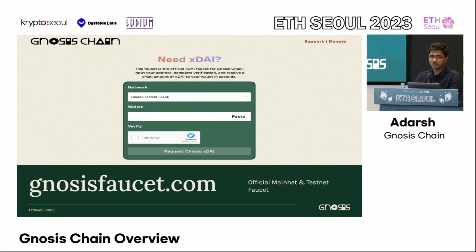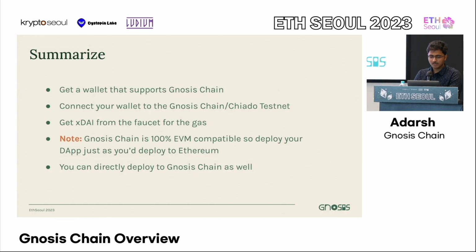You can deploy it on the Chiado testnet as well, but for the hackathon, you can directly deploy it on the Gnosis chain as well. There's no issues on that. So let's quickly go over the tooling for the validators.